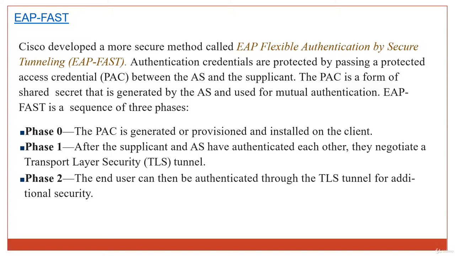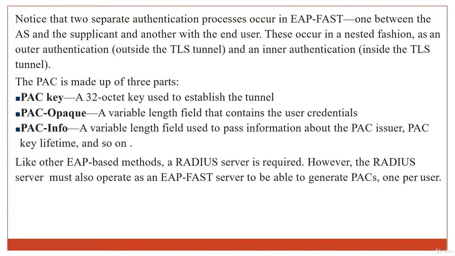In phase two, this is nothing but the outer TLS. And then in phase two, the end user can be authenticated through the TLS for additional security. That is nothing but the inner tunnel. Here you can see in the notes that we have two separate authentication processes, one between the AS and the supplicant and another within the end user. These occur in a nested fashion: one is the outside tunnel and the other is the inner tunnel inside the TLS tunnel.